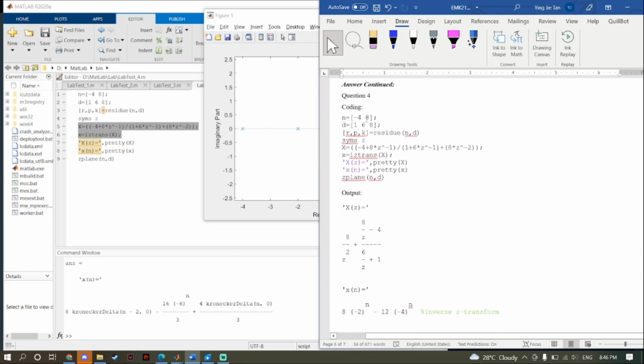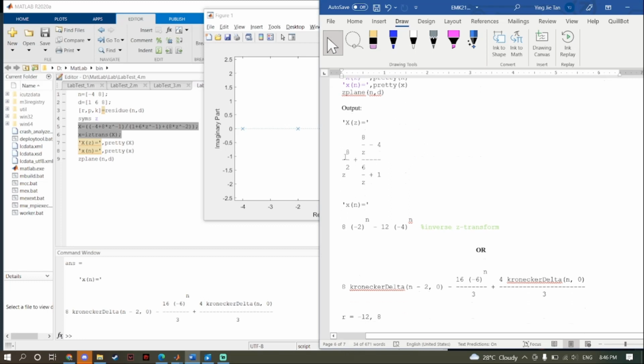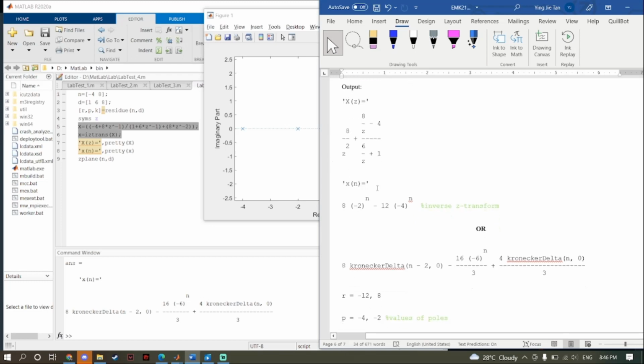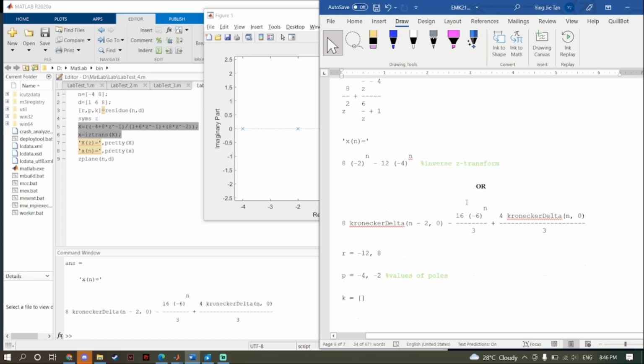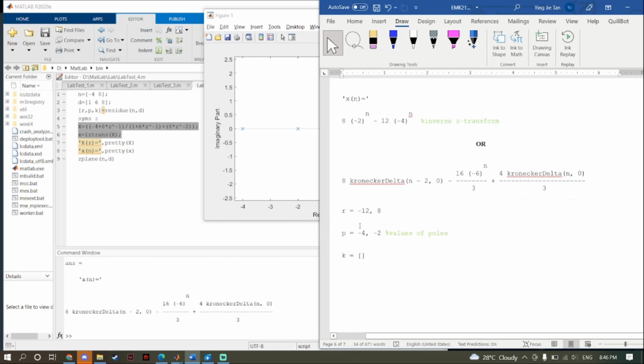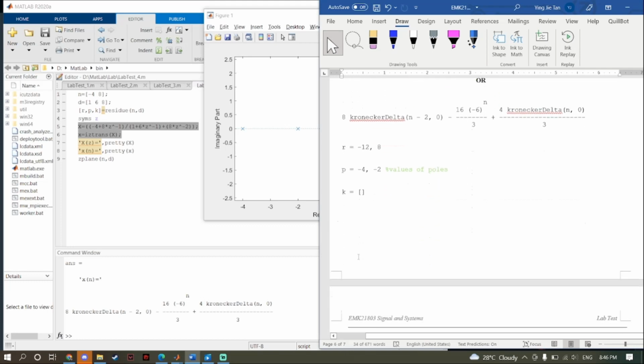Okay, question 4, our coding, our output. So you can see it codes the exact first, and then it inverses the function for us. These 2 are the answer, either take this one or this one, and residue, poles, and constant.